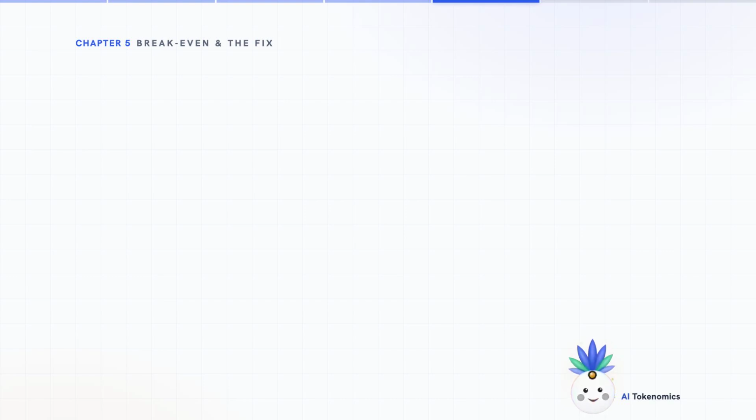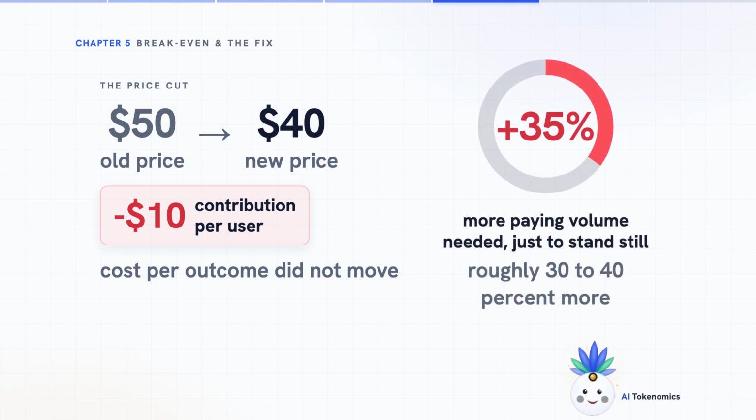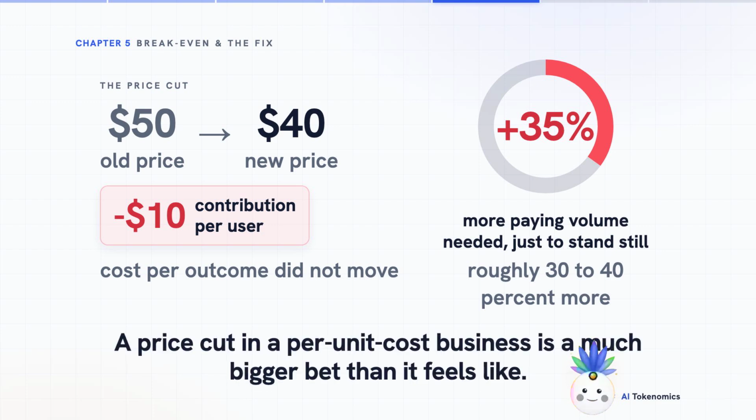Margins thin, so the obvious move is, let's cut the price and win more customers. Cost volume profit says, be careful. If you drop the price from 50 to 40 to compete, you just cut your contribution per user by $10 and the cost per outcome didn't move at all. To earn back that lost margin, you don't need a few more users. Run the math, and you need roughly 30 to 40% more paying volume just to stand still. A price cut in a per unit cost business is a much bigger bet than it feels like.